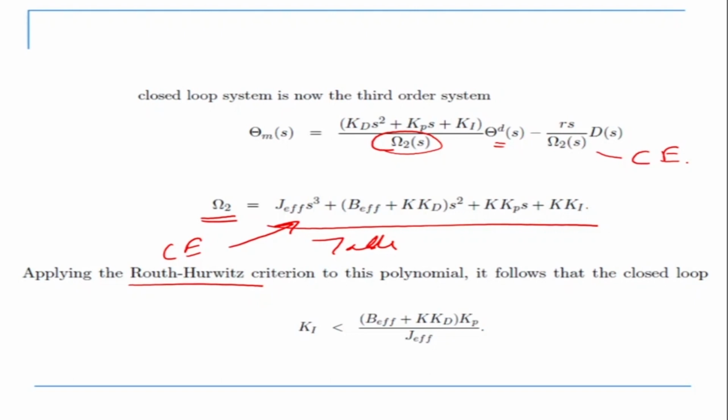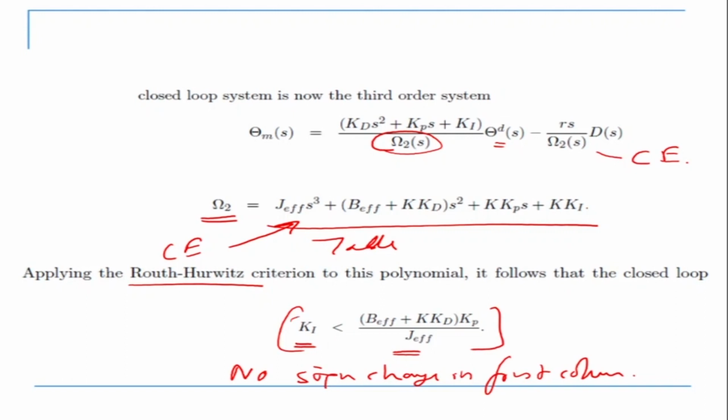Okay, and then we check the first column for a chance of a sign change. In the Routh-Hurwitz criteria, for no sign change in the first column, the condition that Ki must be less than (B effective plus Kv times Kp) by J effective has to be satisfied. Okay, that means the integral gain has to be less than this, otherwise the system will become unstable. So this means that PID control is good in the sense that it has less error, but there is a possibility that it will become unstable if you don't satisfy this condition. So you have to be very careful while tuning the PID controller.